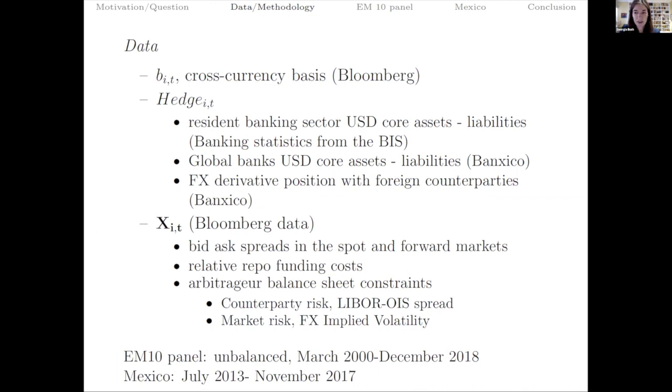The data is more sparsely populated in the beginning of the sample. And then in Mexico, for the Mexican data, I have it from July 2013. That's when it starts, to November 2017. So it's a shorter sample, and I hope I can possibly update that. I'm working on updating the data to get a longer time period.